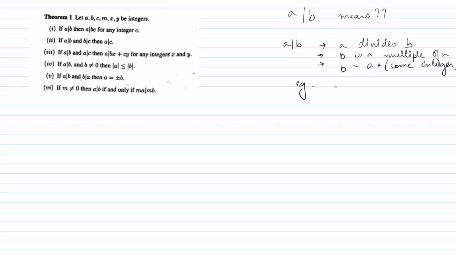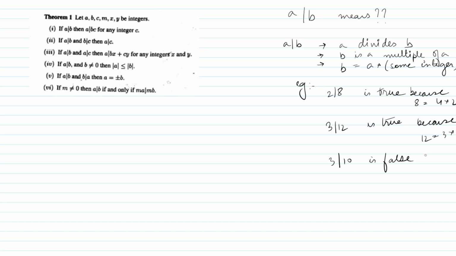Let's get an example. 2 divides 8 is true, because 8 equals 4 into 2. 3 divides 12 is true, but 3 divides 10 is false, because 10 is not equal to 3 into some integer. Alright, so after this we have got an idea.